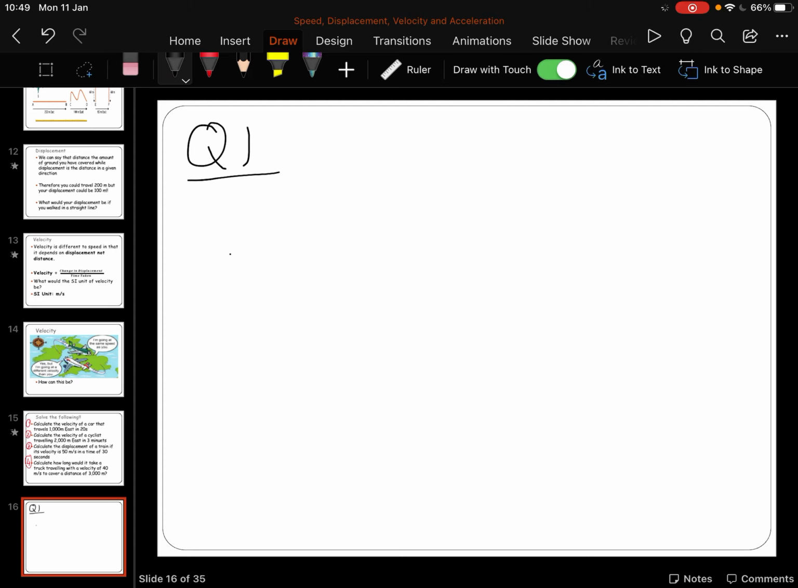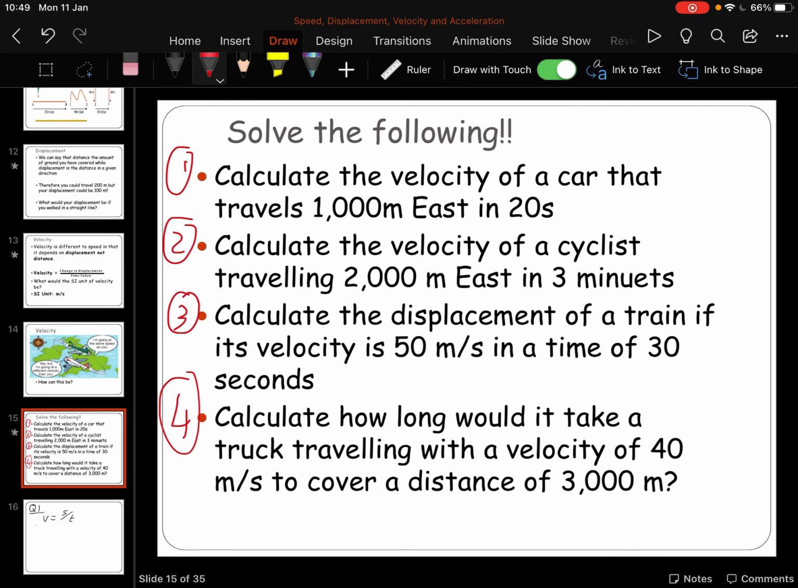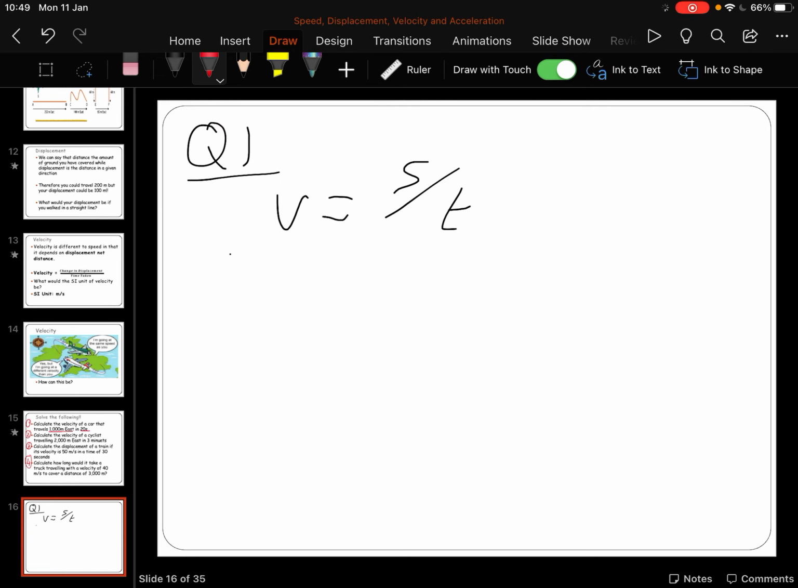Okay? So question 1. V equals S over T. Velocity equals displacement over time. So my first question is, a car travels 1,000 meters east in 20 seconds. So, which is which? Well, my displacement is 1,000 meters east in a time of 20 seconds. So then do the maths.